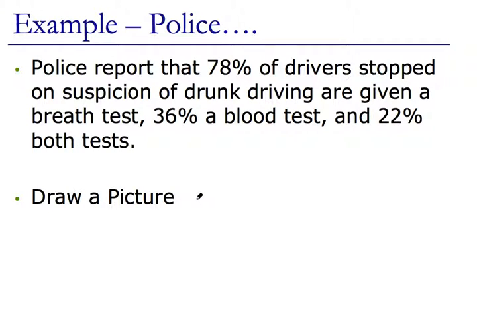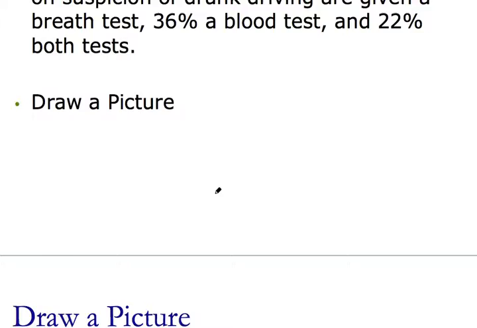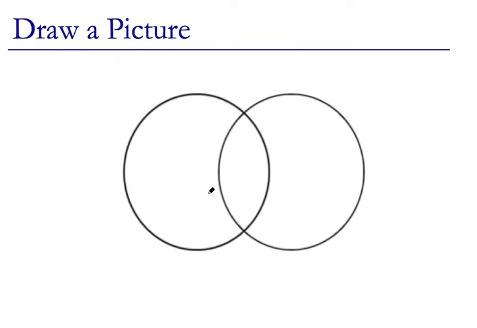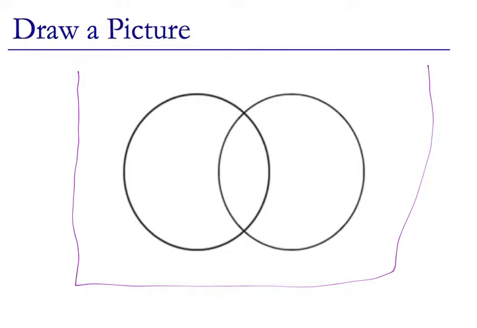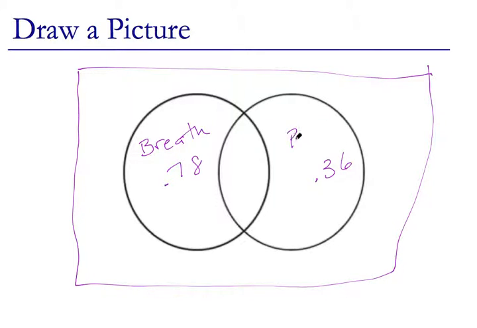First thing I need you to do is draw a picture. So in class we talked about a Venn diagram. On this Venn diagram, we'll draw a box around the outside to represent the whole sample space. And it said that 78% were given a breath test, so mark breath here. And 36% are given a blood test.